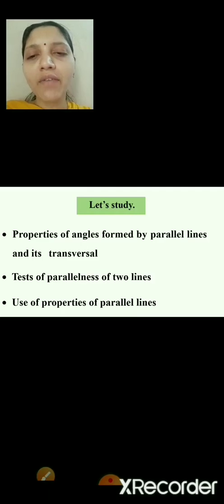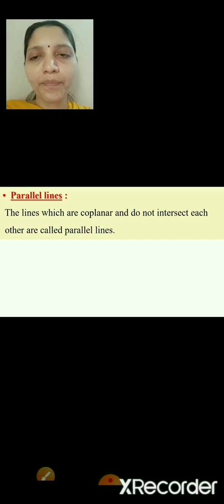Now before starting with the properties of angles formed by parallel lines and its transversal, first we will understand what are parallel lines. The definition of parallel line is the lines which are coplanar and do not intersect each other are called parallel lines. Now let's understand this with a diagram.